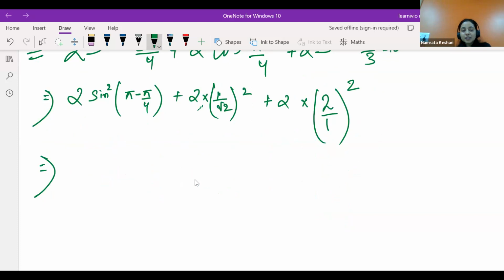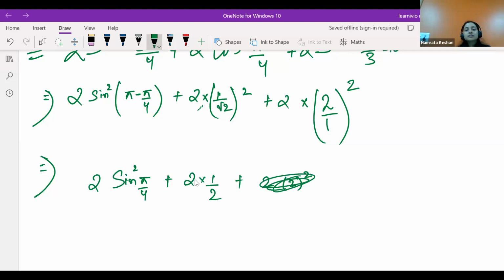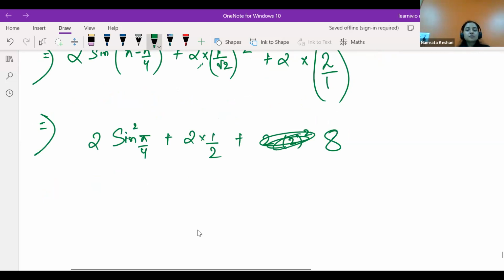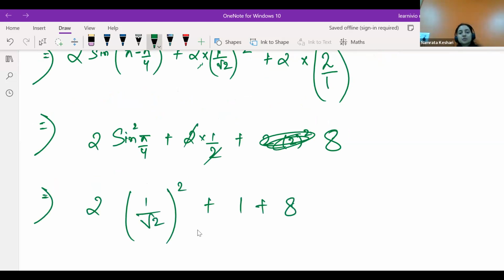Sine square pi minus pi by 4. Sine pi minus pi by 4 is positive sin x. That means sine pi by 4 just. Okay, 2 will be there and square will be there. Plus 2 into 1 by 2 plus 2 to 2 square is 4. We can write 4 2 times 8 directly. Let's continue. Sine pi by 4 value is 1 by root 2 whole square. Please do the calculation and let me know what I am getting.